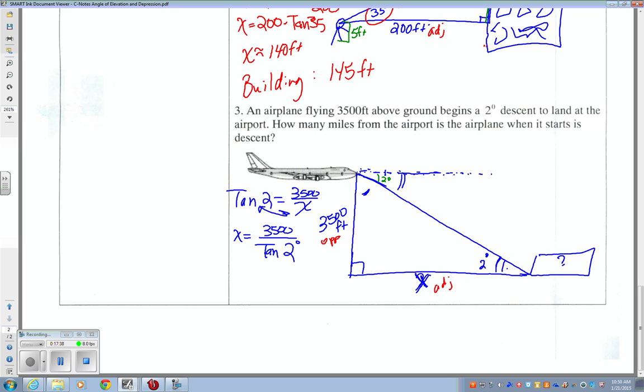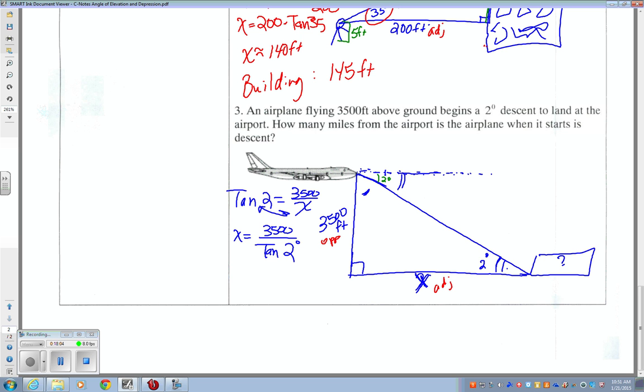Wait, in regards to what? Yeah, it does matter. Yes, yes. The number has to come on top. You're dividing by the tangent. If you do it the other way, you're dividing by the number. So it does matter.